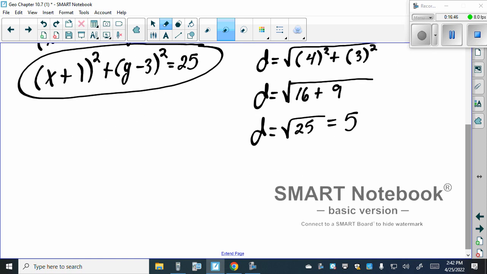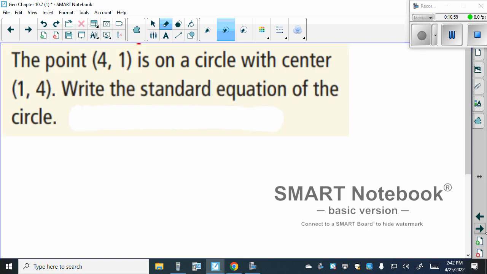Incidentally, isn't that r squared the value that we had before we took the square root? Yeah. Any questions on this here? Are we ready for the next one? The point 4, 1 is on a circle with a center of 1, 4. Find the equation of the circle.